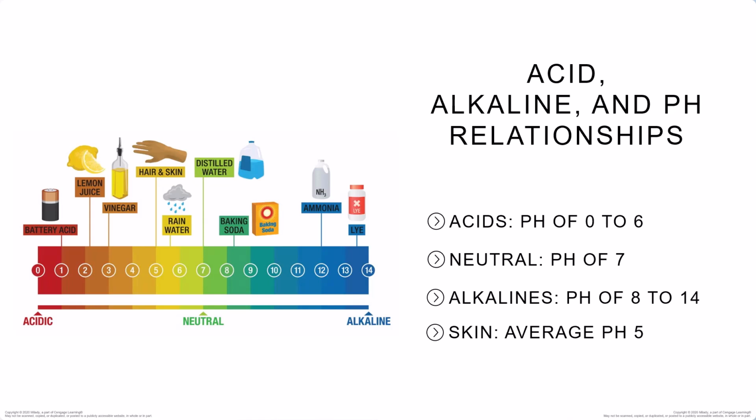So this is kind of a recap of our chemistry chapter last semester, going over acid, alkaline, and pH relationships. Remember that our acids are going to be a pH of 0 to 6. Neutral is a pH of 7. It's right in the middle of the pH scale. Alkalines are going to be a pH of 8 to 14. And then our skin is an average pH of 5, so around 4.5 to 5.5.